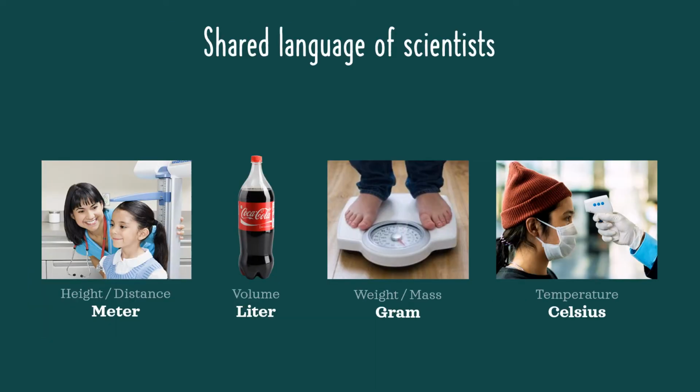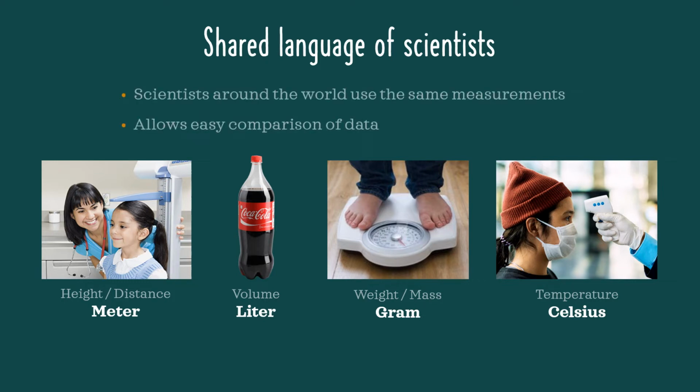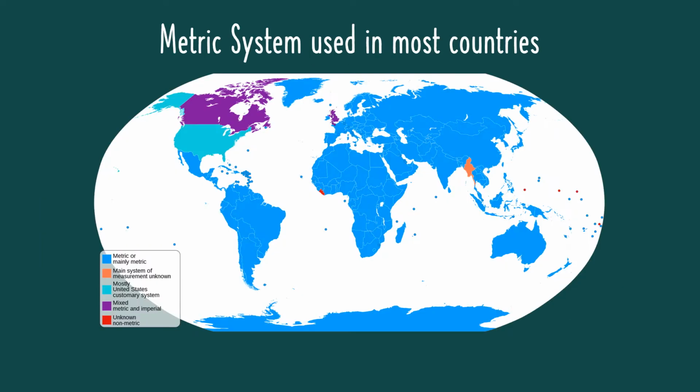The metric system is the language that scientists everywhere use to describe measurements. Height and distance, for example, are measured in meters, while volumes of fluids are measured in liters. Weight is measured in grams, and temperature is measured in degrees Celsius. Agreeing to report observations in the same units allows scientists to easily compare their data, no matter what country they work in. Scientists use metrics because it is the system most widely adopted worldwide.